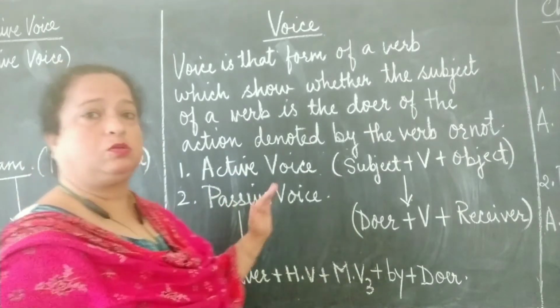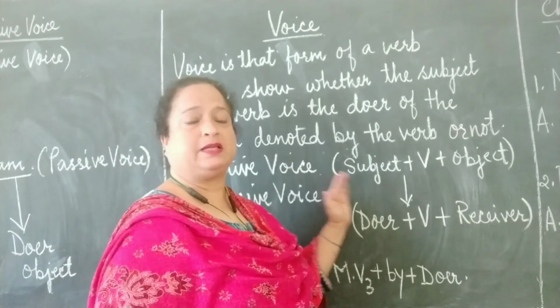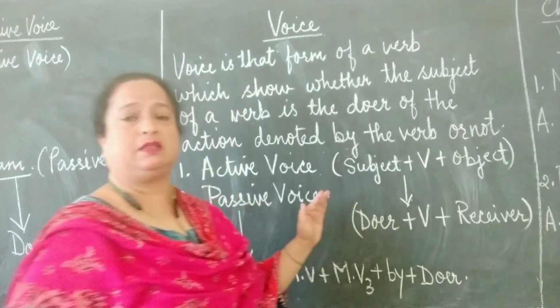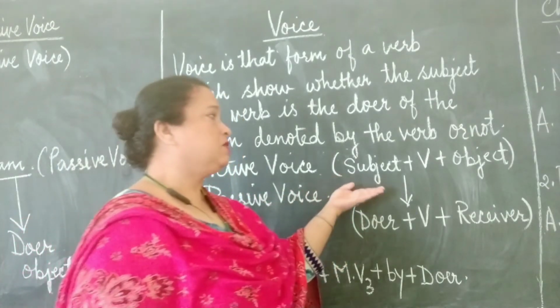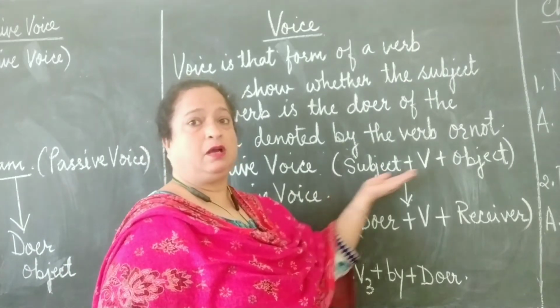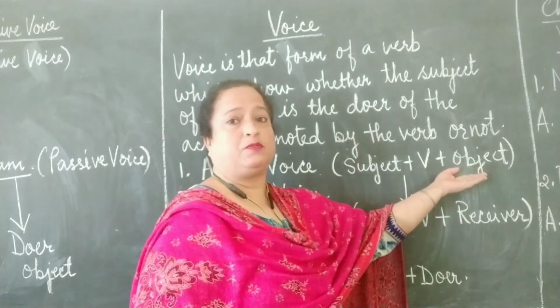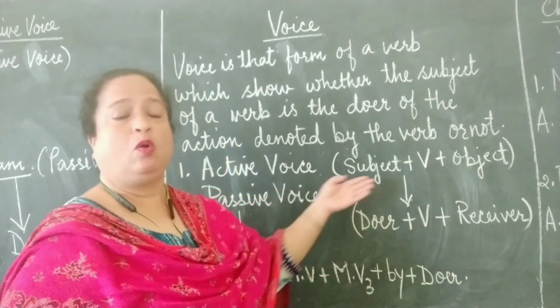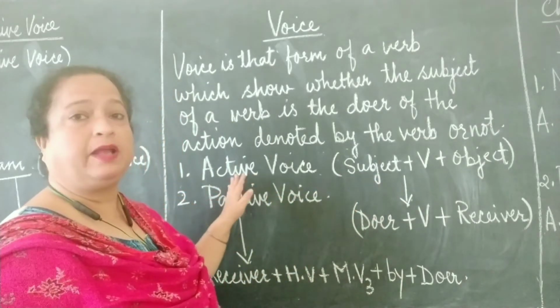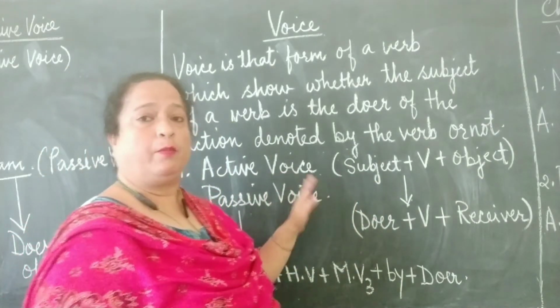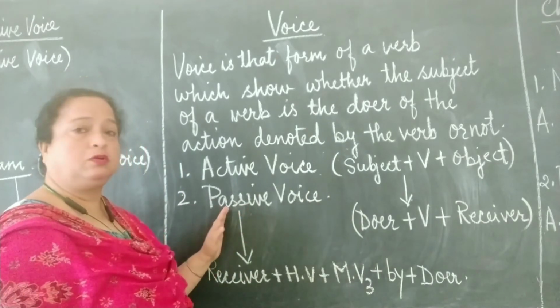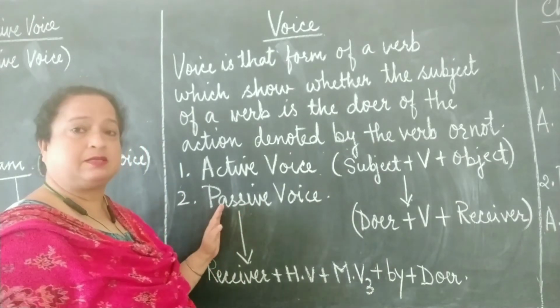What is the rule to find out which sentence is in the active voice? If your sentence starts with a subject, a verb and then an object, this is the rule of a simple active voice sentence. But what is the rule for a passive voice sentence?